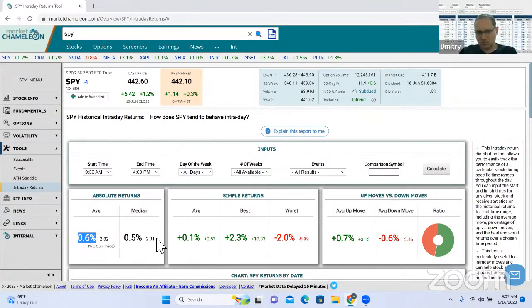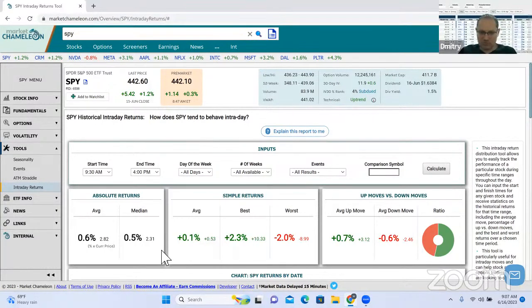And then what we did was say, well, what would that translate to the current stock price? So in the current stock price, if we just multiplied this percentage times the current stock price, this would translate to a $2.82 move up or down. Okay, so that's the average move from 9:30 to 4 p.m.